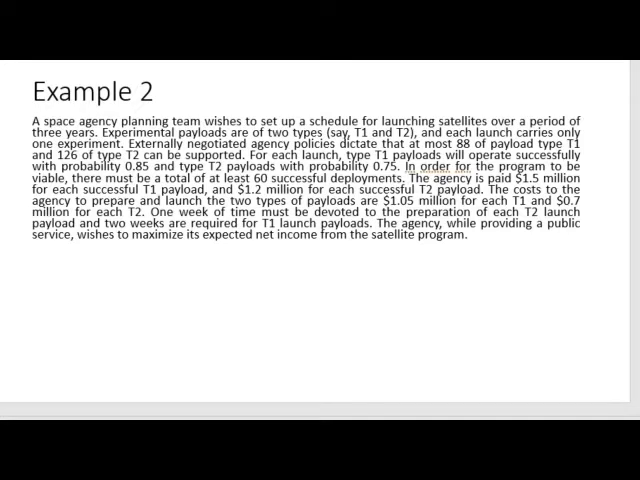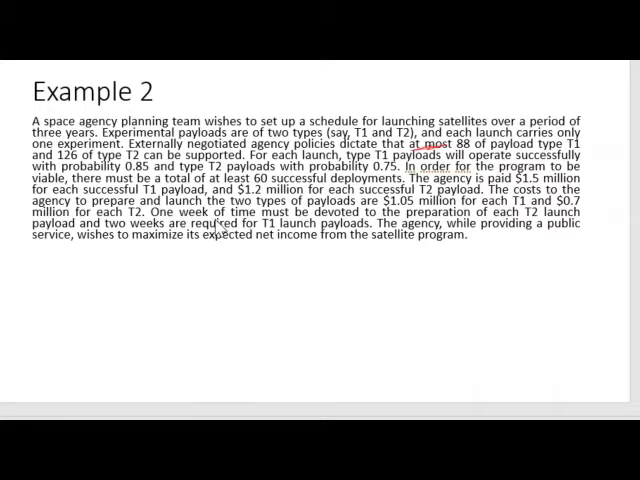Externally negotiated agency policies dictate that at most 88 of payload type T1 and 126 of type T2 can be supported. Let's note that "at most" there. Later, I'll change the color. Later, I have a clue for that "at most". Okay, good. Next, and T2 can be supported.